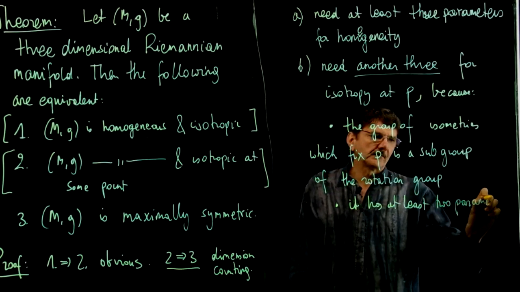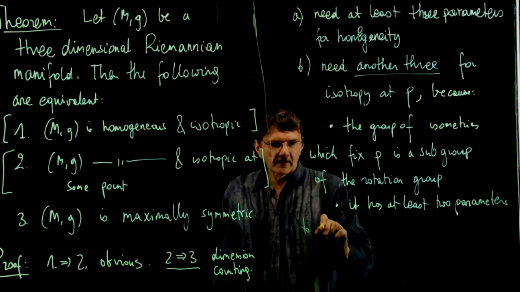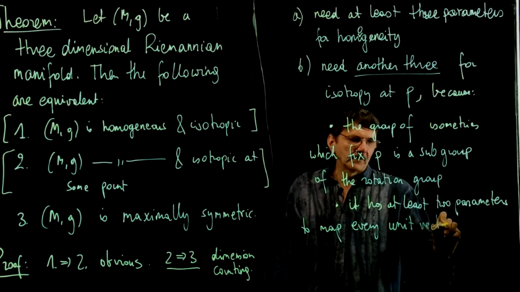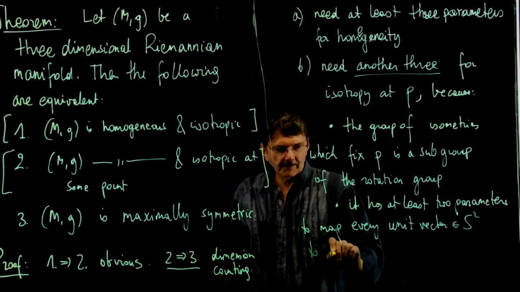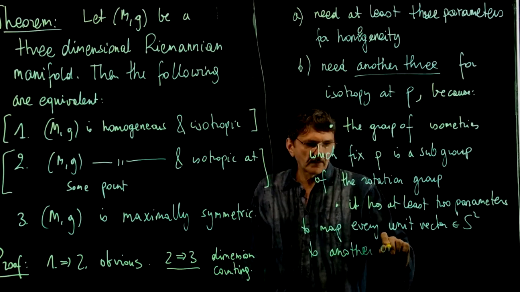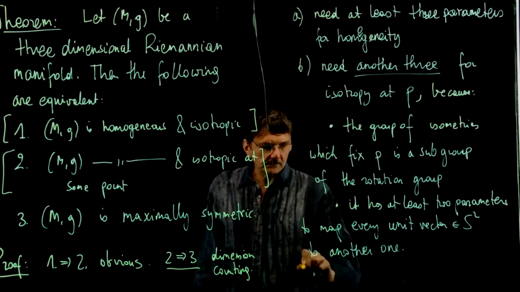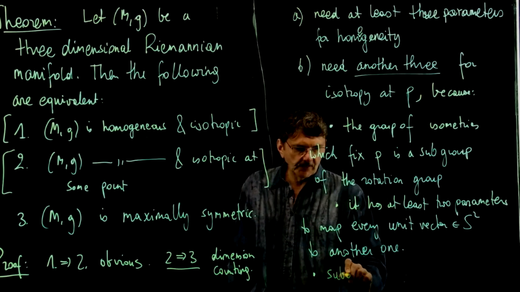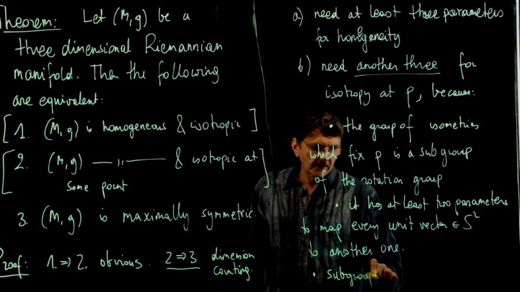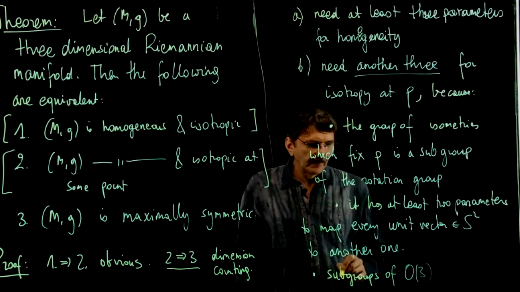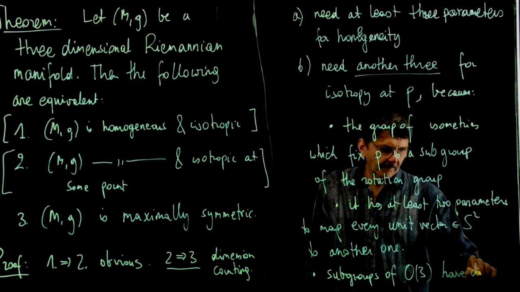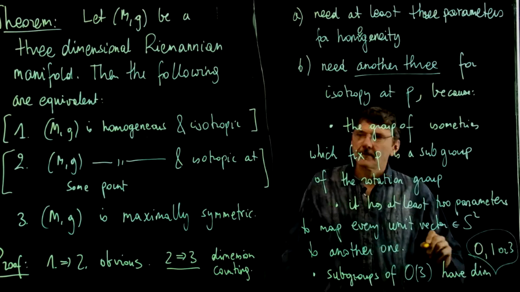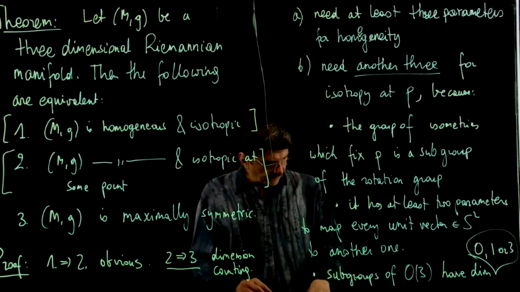To act transitively, to map every unit vector on a sphere to another one. But so the question is, what are subgroups of the rotation group in three dimensions? They have dimension zero, one, or three. How does one see that?